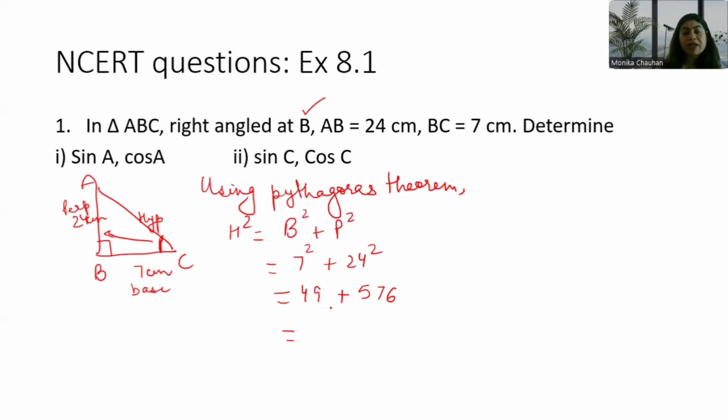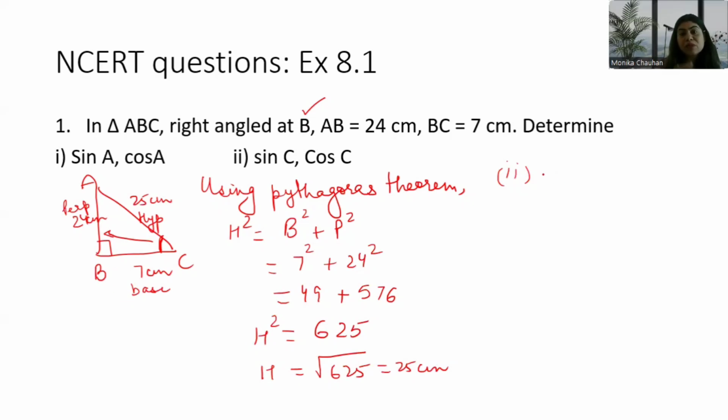So 49 plus 576, it becomes 625. So hypotenuse square is 625. Now after this, what is the square root of 625, which is 25 centimeter? So here it is 25 centimeter. Now I'm calculating the second part first because here I'm calculating for C, which is perpendicular opposite to it. Then I will calculate for the first part.